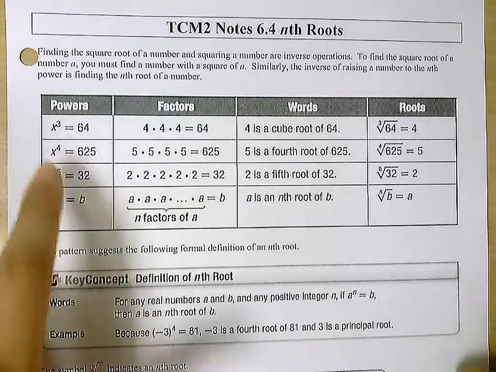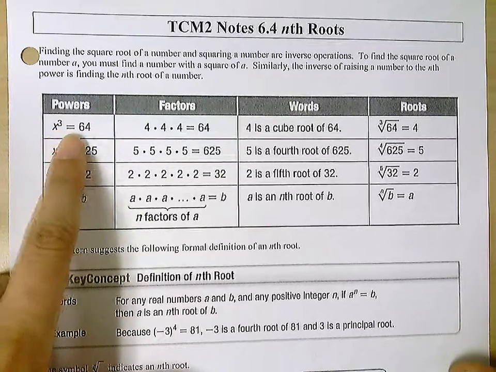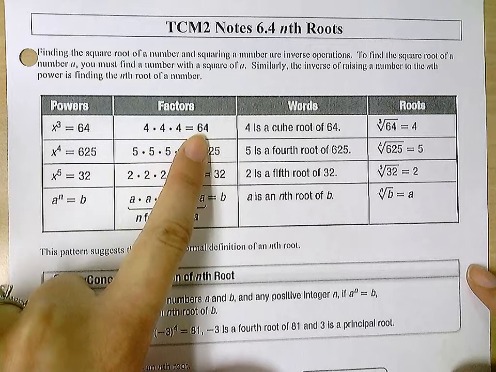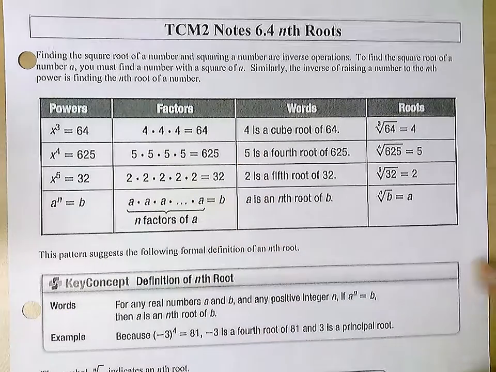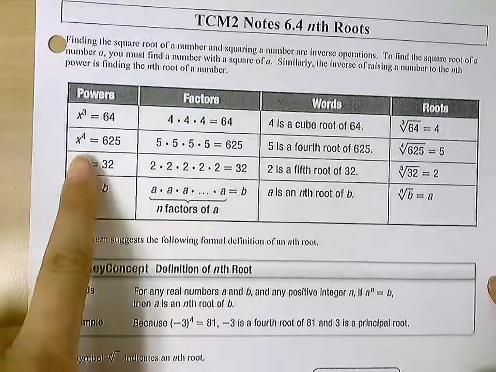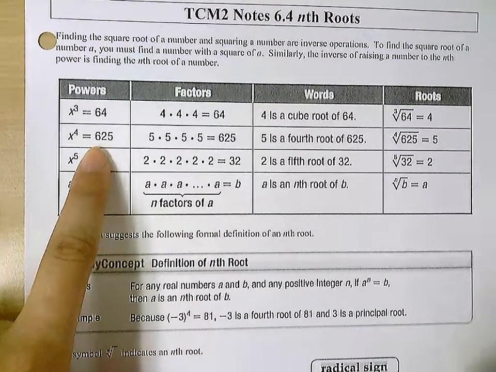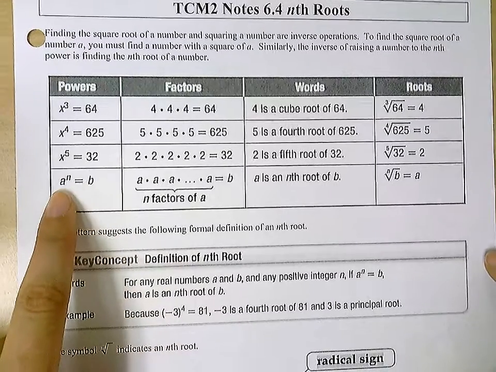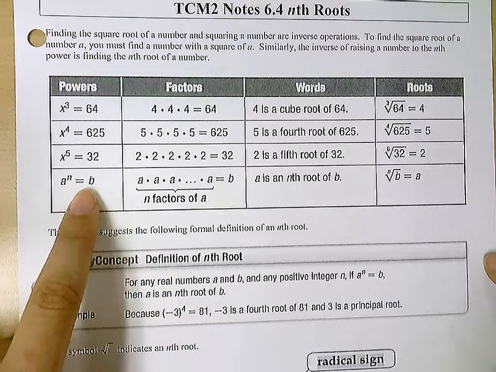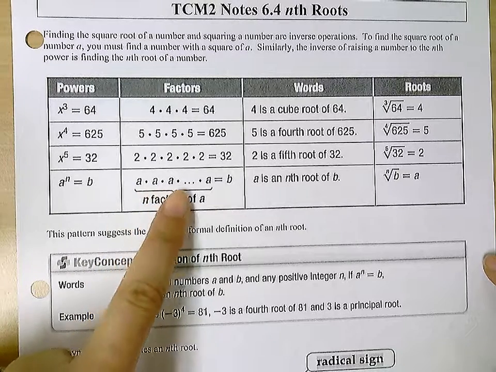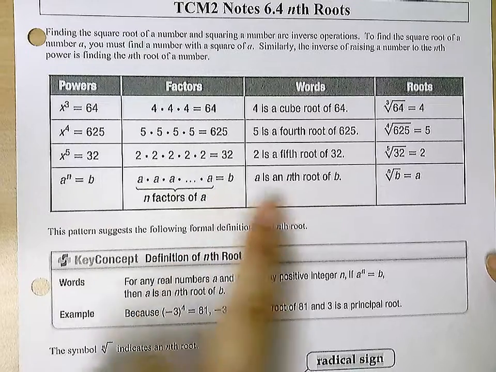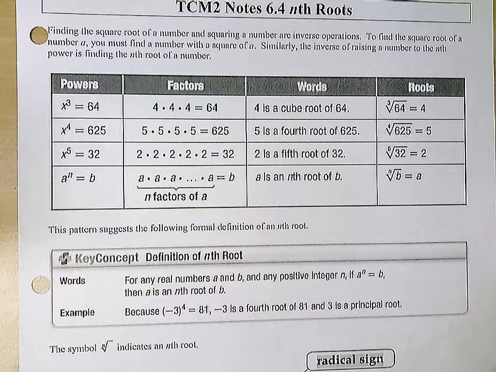Okay, so if I have x cubed equals 64, I know 4 times 4 times 4 is 64, so 4 has to be the cube root of 64. Same thing with x to the fourth equals 625. Your general rule: if I have a to the nth power equals b, then I multiply a n number of times to get b. So a is the nth root of b.